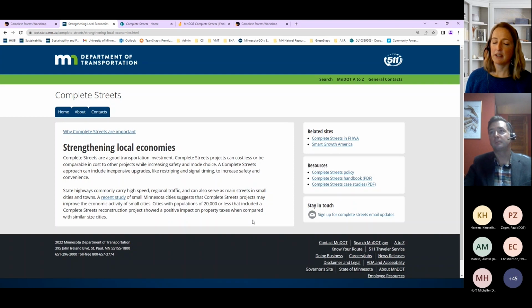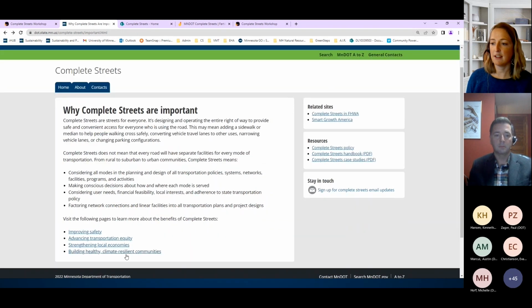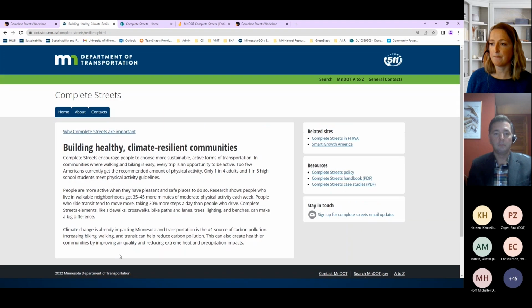We often get asked about complete streets supporting local economies, especially when we get into conversations about parking. I know we do have a recent study that has some really great resource or case study examples specific to this topic in Minnesota, looking at the economic impact of complete streets in small towns. So I would encourage folks to check that out. There's a link right here on the page, but overall showing a positive impact on property taxes when compared to similar sized cities that did not have a complete streets project. And so that's a great Minnesota specific resource.